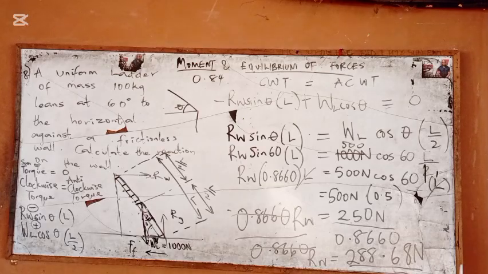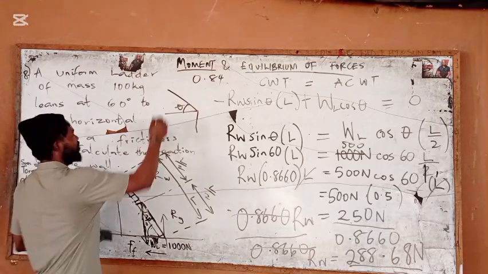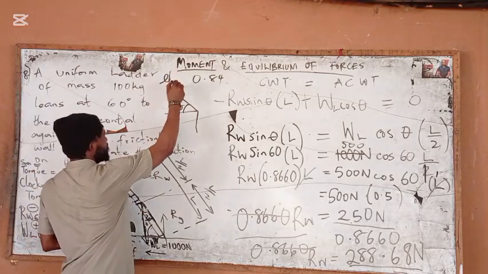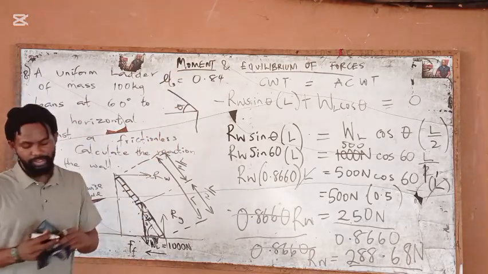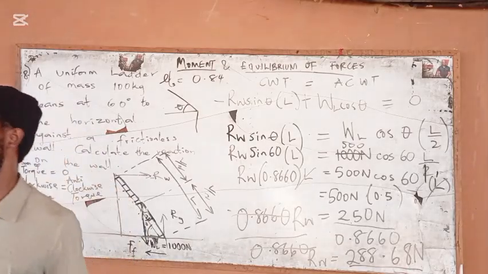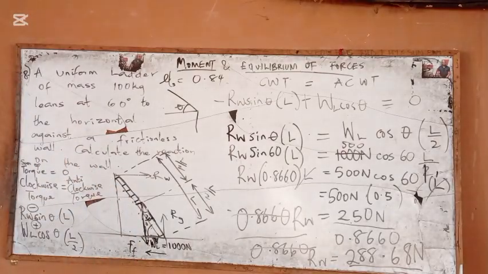So I said a uniform ladder of mass 70 kg leans at 30 degrees to the horizontal against a frictional wall. Calculate the reaction on the wall if the coefficient of static friction is 0.84, not in newtons. It has no units. I've taught it before. So we call it mu, which is 0.84. Once you are done solving, just signal me, let me check. Then you pay attention, so we solve it together and you understand.